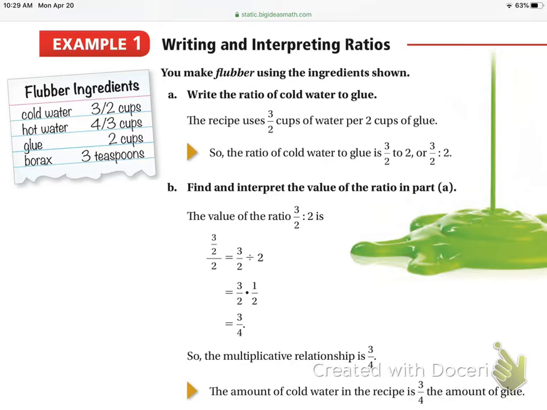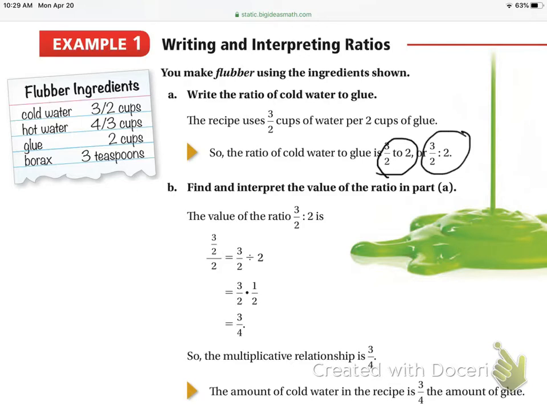So the recipe uses 3/2 cups of water per 2 cups of glue. If you remember from earlier this year, we write ratios in 3 different ways. The ratio of cold water to glue, the first way would be right here, 3/2 to 2, where we write the "to" in the middle. The second way is using the colon, and we still have 3/2 to 2. And if you remember, the third way is in fraction form.